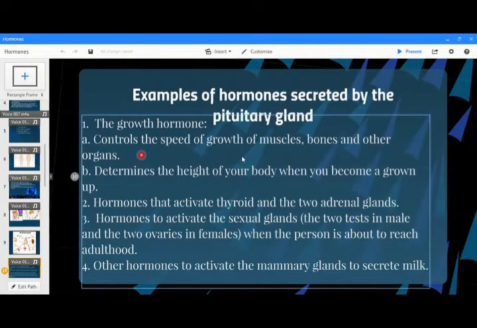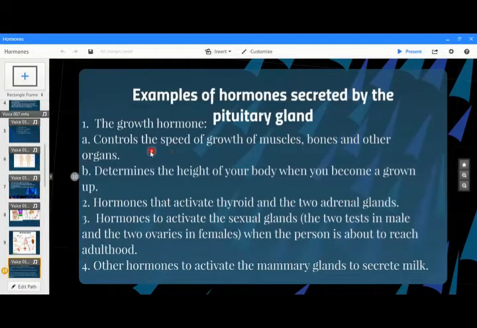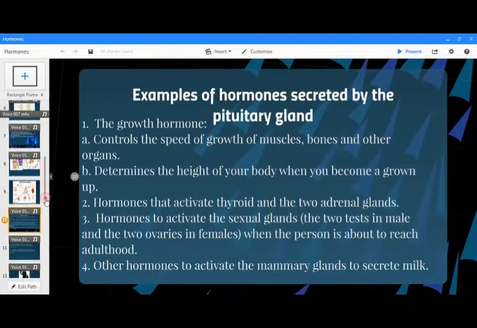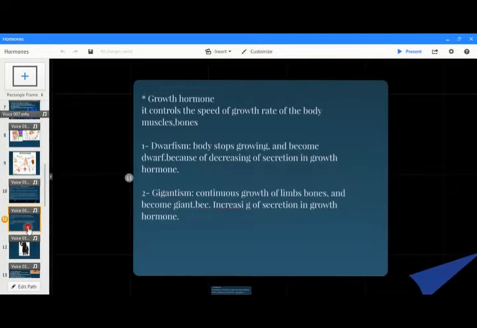So again, starting with the hormones secreted by the pituitary gland. Number one, the growth hormone, which is responsible for the growth of the body. The growth hormone controls the speed of growth of muscles, bones, and other organs, and it determines the height of your body when you become grown up. Other hormones activate the thyroid and adrenal glands, the sexual glands, and the mammary glands, as we explained before.